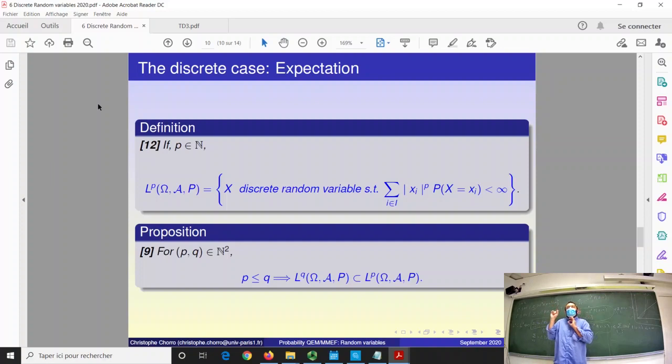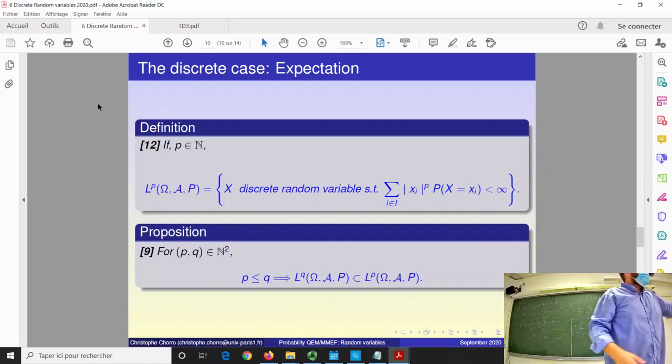L1 will be related to expectation, as we are going to see on the next slide, and L2 will be related to variance, as we are going to see 2 slides ahead. Fine. But for the moment, I have this one. I just have L0, L1, L2, and so on. Why not?